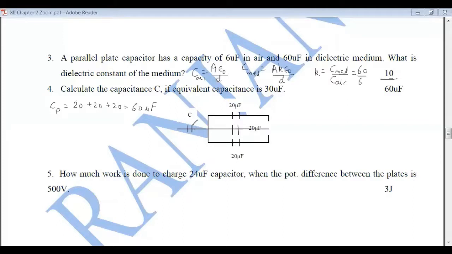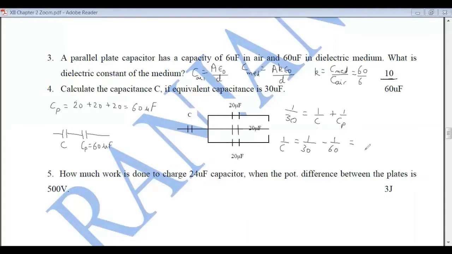Now this C is in series. We can draw the figure. This is C. Now in place of all the three, this is Cp, which is equal to 60 microfarad, and this one is C. Now you can see that these two are connected in series. So the equivalent of these two is equal to 30 microfarad. So 1 upon 30 is equal to 1 upon C plus 1 upon Cp. That is, 1 upon C is equal to 1 upon 30 minus 1 by 60.